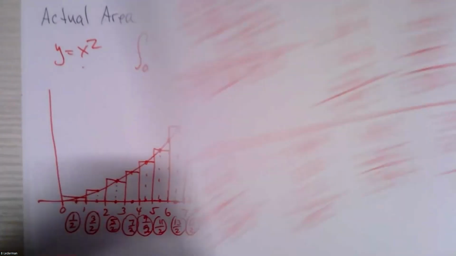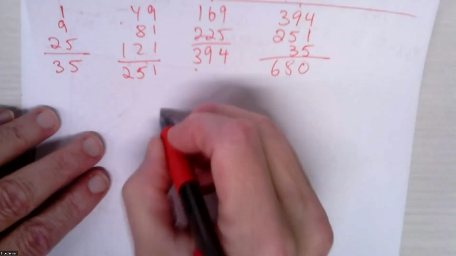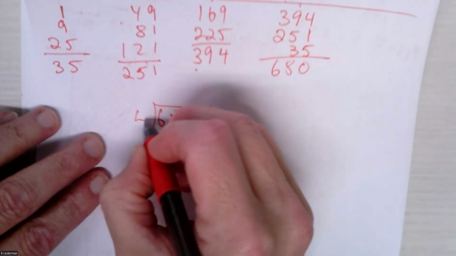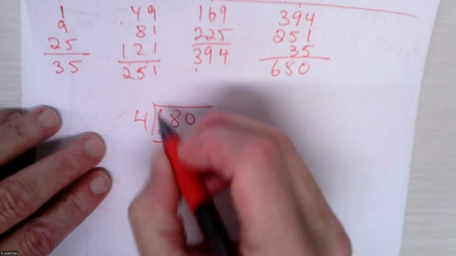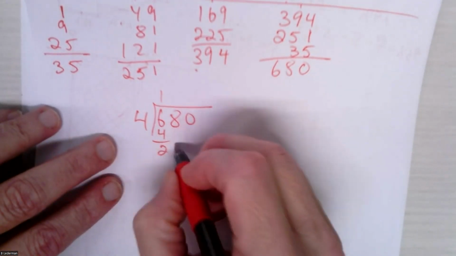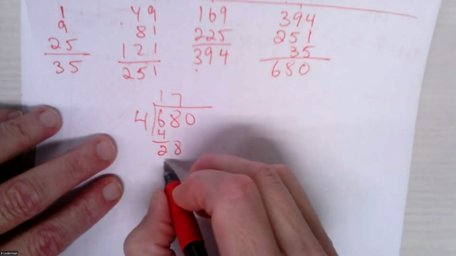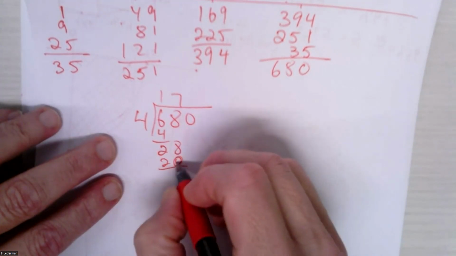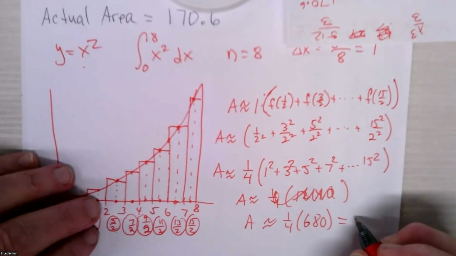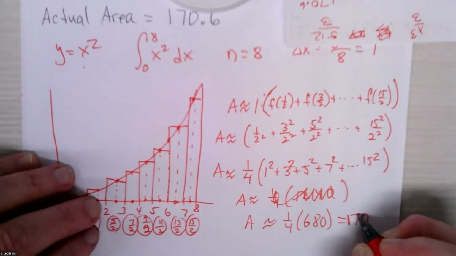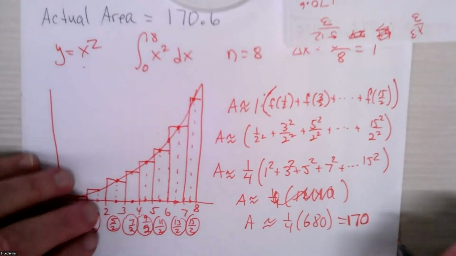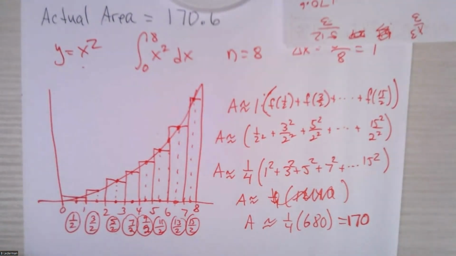680 divided by 4, that's 170. Ooh, look at that. So we get approximately 170. Now that is phenomenal, because remember, the actual area, I told you earlier, is 170.6.